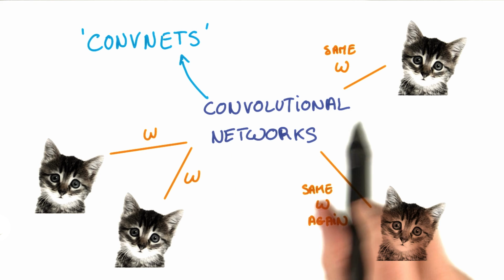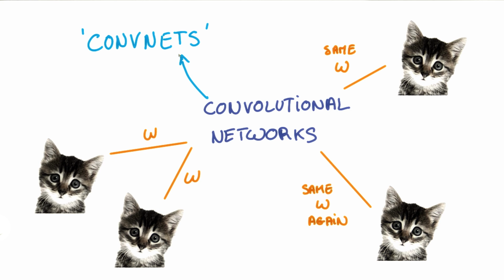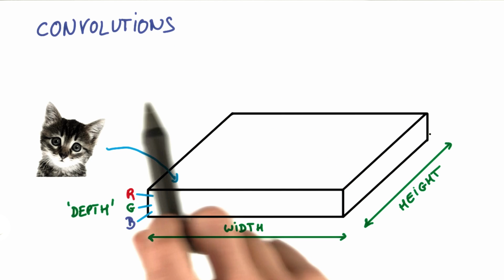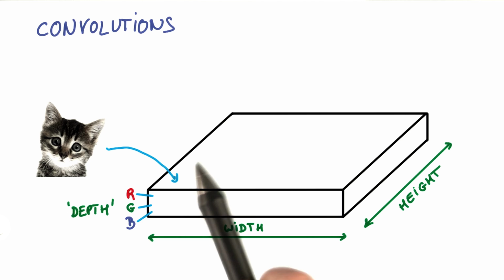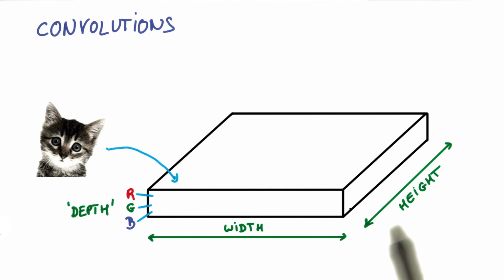Let's talk about convolutional networks, or convnets. Convnets are neural networks that share their parameters across space. Imagine you have an image. It can be represented as a flat pancake. It has a width, a height, and because you typically have red, green, and blue channels, it also has a depth. In this instance, depth is 3.